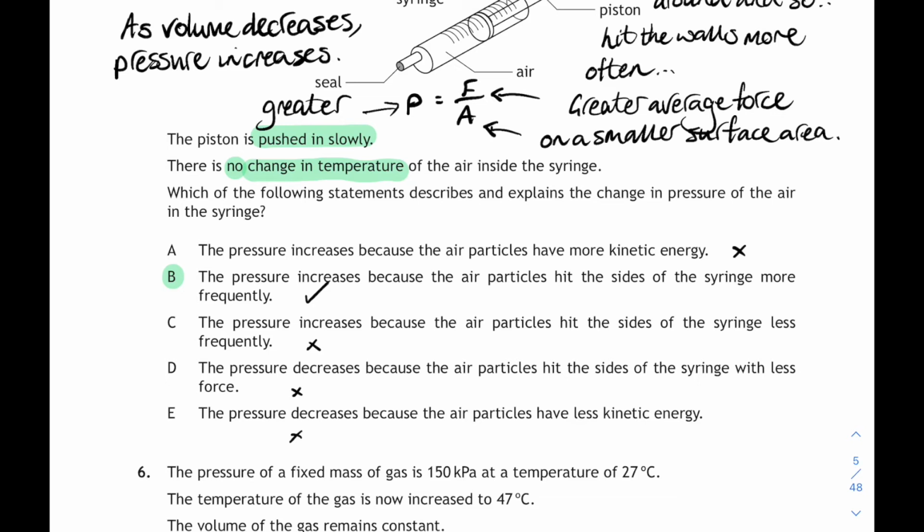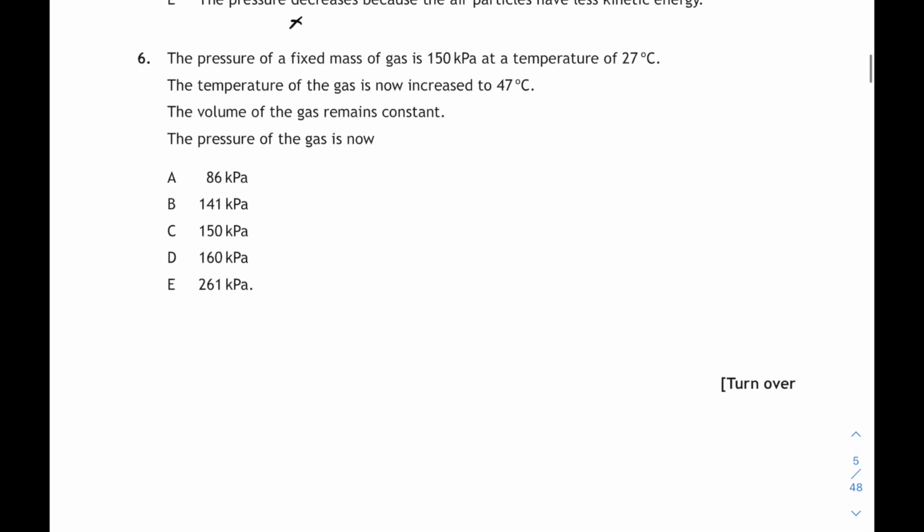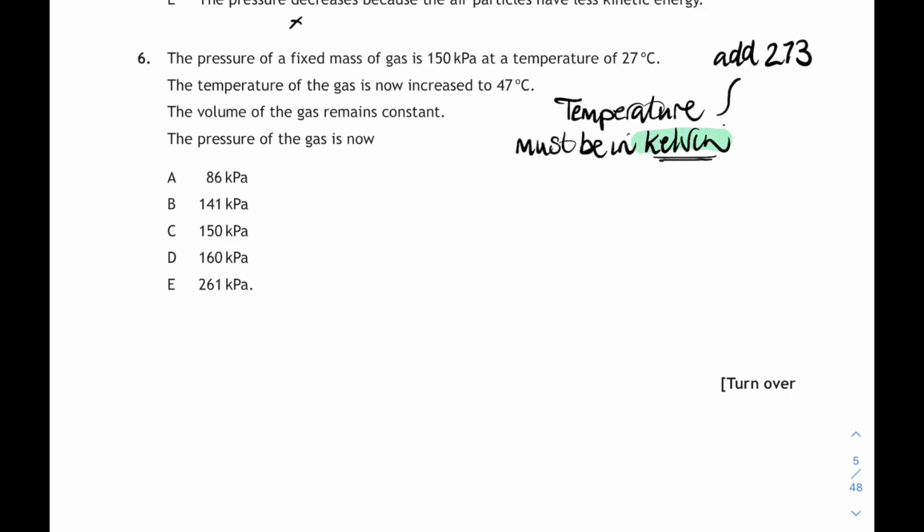Question 6 is still the gas laws. And we're told that the pressure of a fixed mass of a gas is 150 kilopascals at a temperature of 27 degrees Celsius. Now, as soon as you see degrees Celsius in a gas laws question, remember your temperatures must be in Kelvin. So add 273 to convert your Celsius temperatures into Kelvin. And now this question is about pressure and temperature. So we're looking for the gas law relationship P1 over T1 equals P2 over T2.